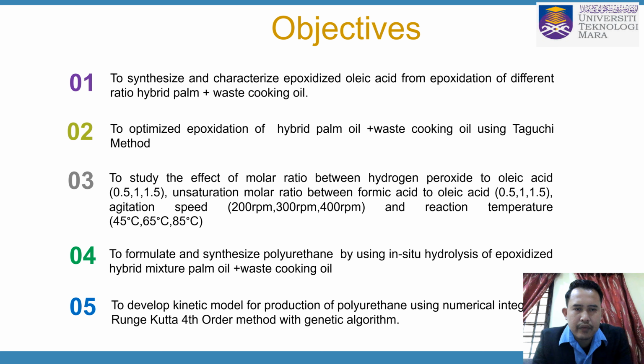So there are 5 objectives. First one is to synthesize and characterize epoxidized oleic acid based on different ratios of hybrid palm oil and waste cooking oil. Second one, to optimize the epoxidation of hybrid palm oil and waste cooking oil using the Taguchi method. Third one, to study the effect of the molar ratio of hydrogen peroxide to oleic acid unsaturation, the molar ratio of formic acid to oleic acid, the speed and also the temperature. To formulate and synthesize the PU by using hydrolysis of epoxide hybrid palm oil and waste cooking oil to develop a kinetic model of the PU production.